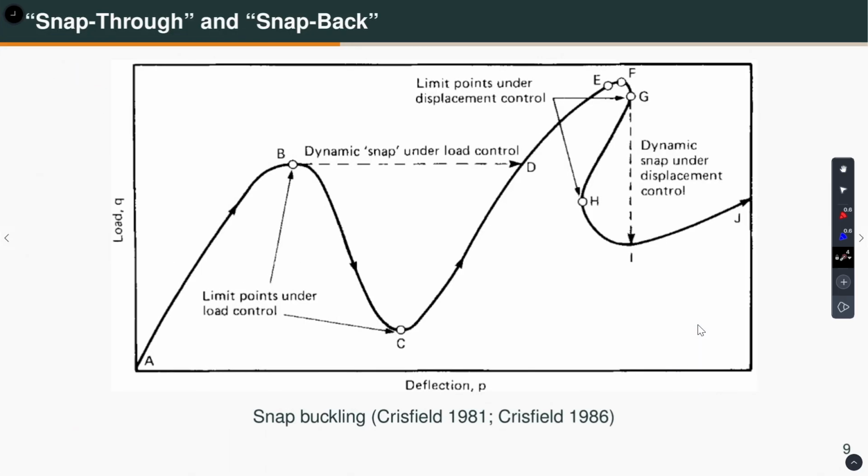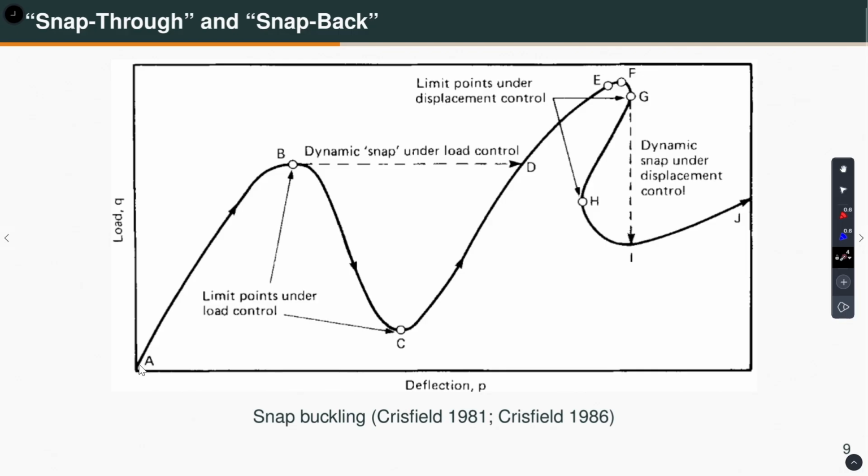Now, snap through versus snap back. From this paper by Crisfield, I am taking a general load versus deflection relationship, which looks something like that. In this case, if you are doing a load control analysis, you will go like this, and then here there will be a dynamic snap under constant load, which we have already seen, then it will go like that.